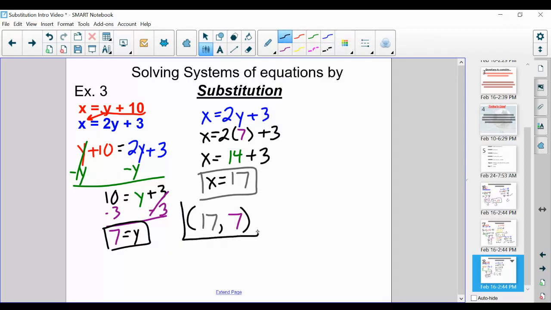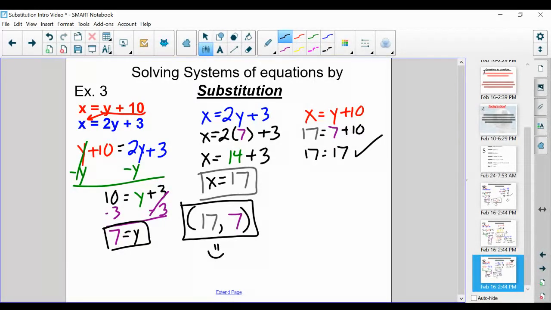But now we need to double check and make sure that this is true. Well, we go back to our original equations. x is equal to y plus 10. We're going to substitute in the x and the y values. Well, our x is 17. That should be equal to our y value of 7 plus 10. 7 plus 10 is indeed 17.